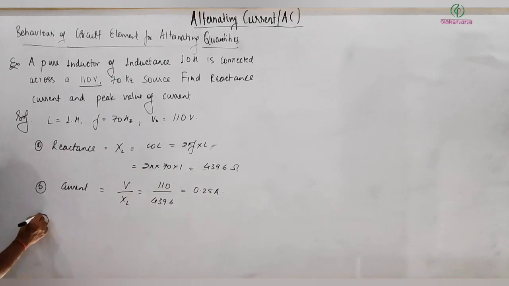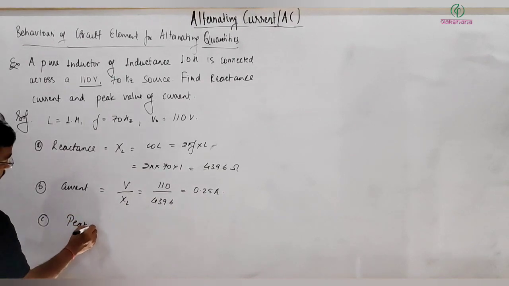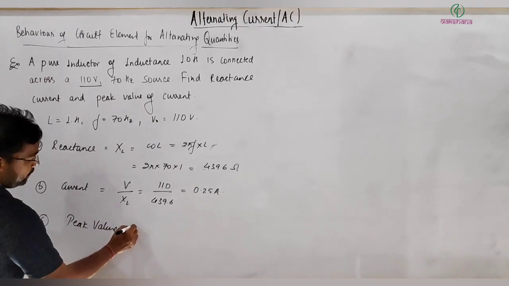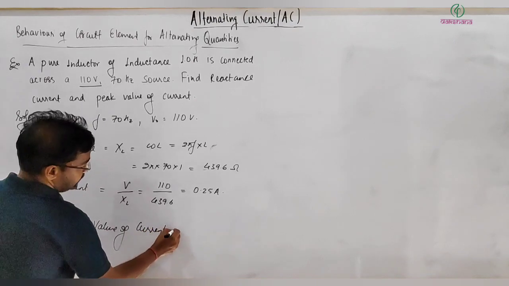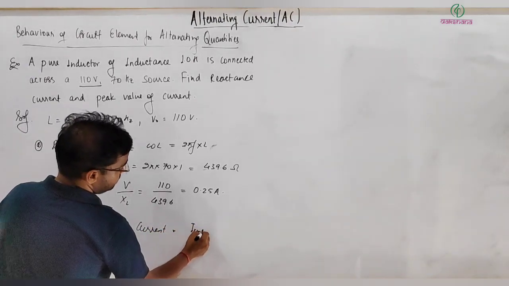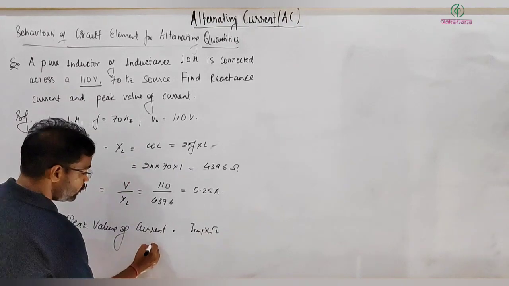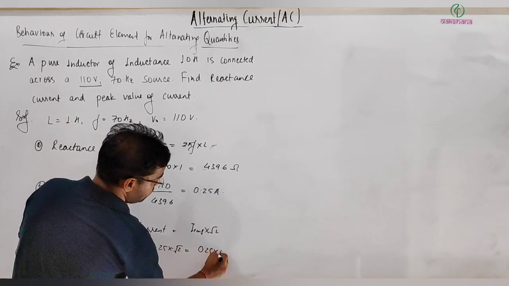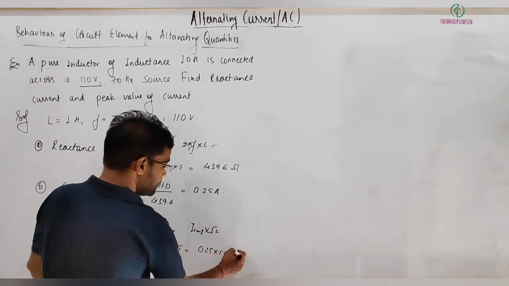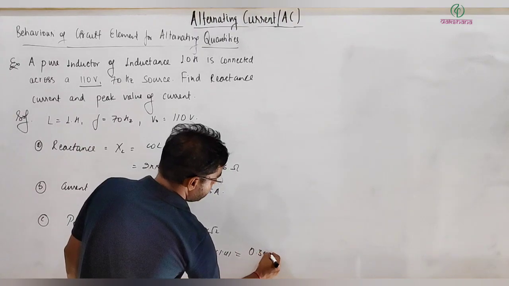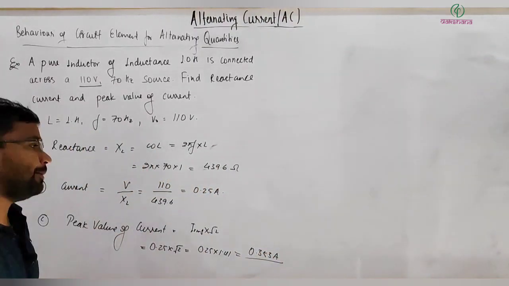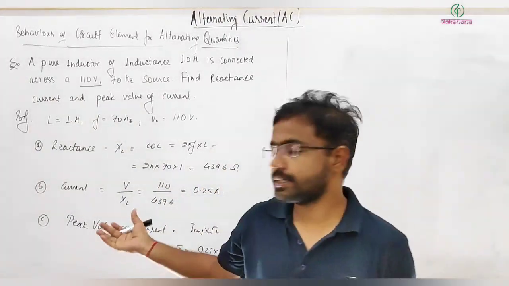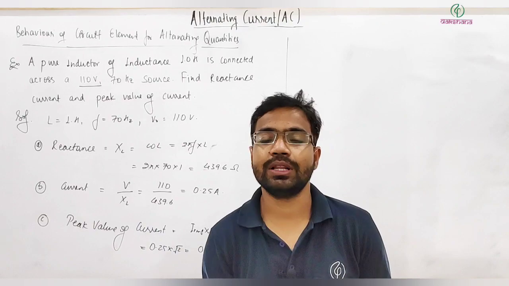So now the next part is C. It's talking about the peak value of the current. That is given by what? RMS multiplied by root 2, that is 0.25 multiplied by root 2, that is 0.25 into 1.41, and this is 0.353 ampere. So this is a basic application, and we saw just the calculation of different quantities: reactance, current, potential drop, all these things we can calculate.